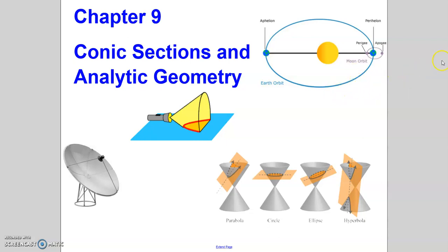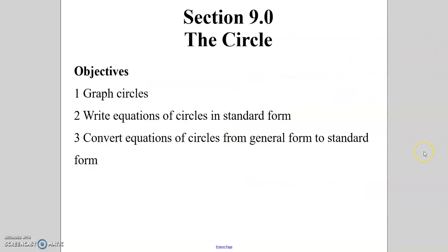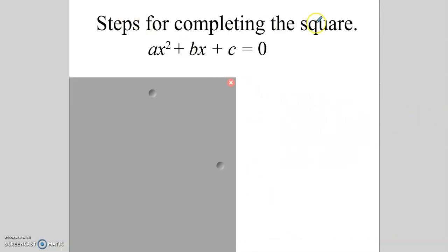Today we're going to continue in Chapter 9 with section 9.0, talking about circles. And today we're going to focus on this last objective. We're going to look at converting equations of circles from general form into standard form. And the most important thing that we need here is to remember how to complete the square. So we have to remember our steps for completing the square.